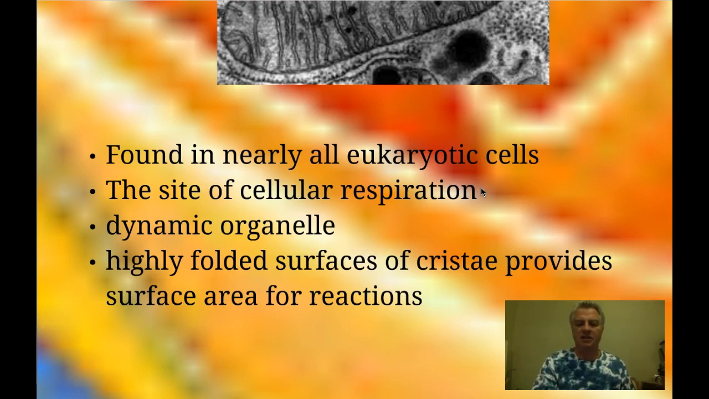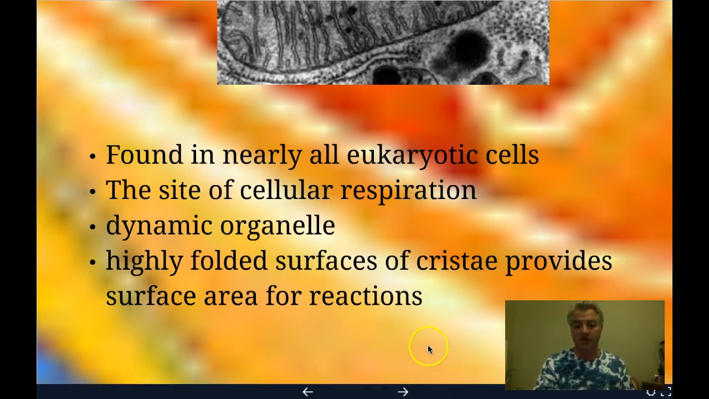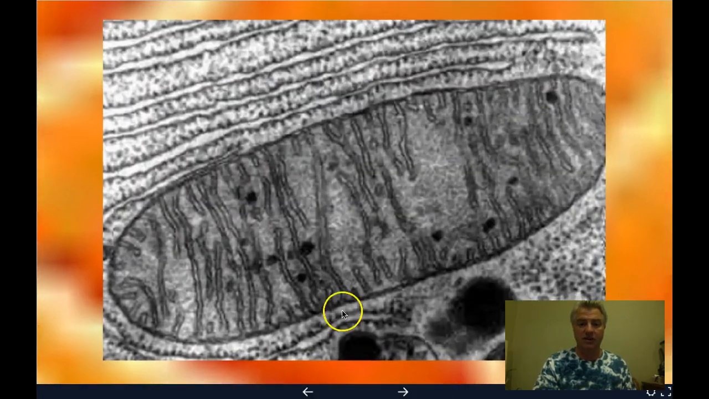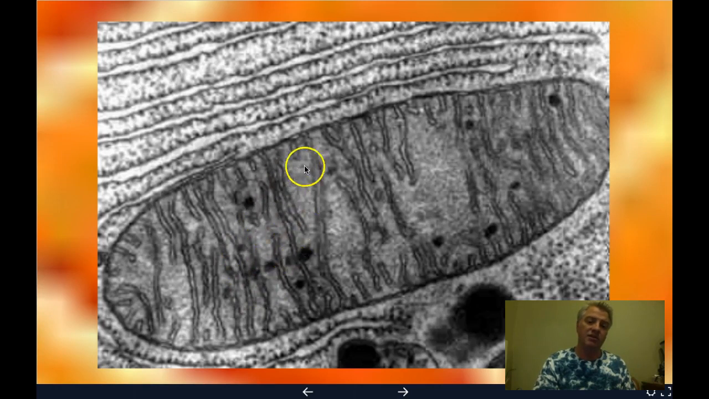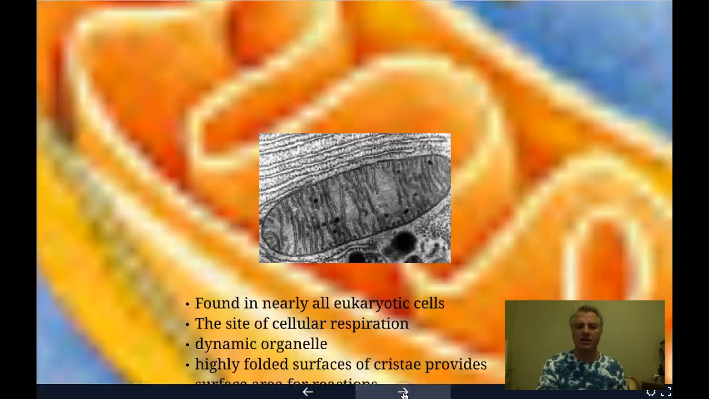It also has a lot of highly folded membranes, especially inside it, and those membranes allow more surface area for all the reactions to take place. And you can see it in this picture here, all these folds within the inner membranes of that mitochondria. And we will learn a lot more about that later. Just wanted to quickly introduce it to you here.